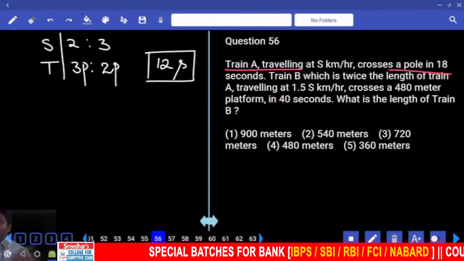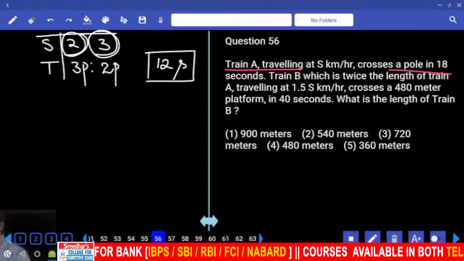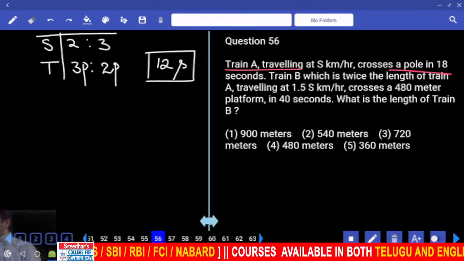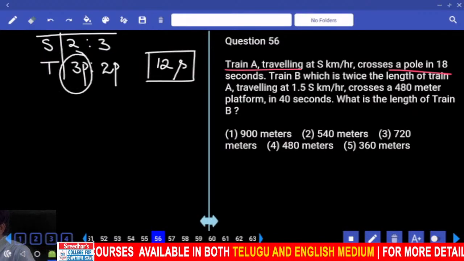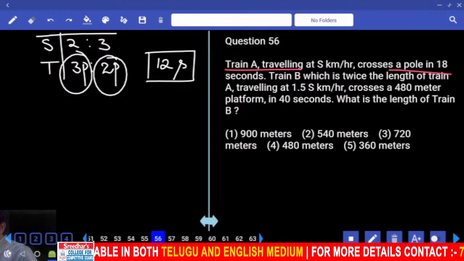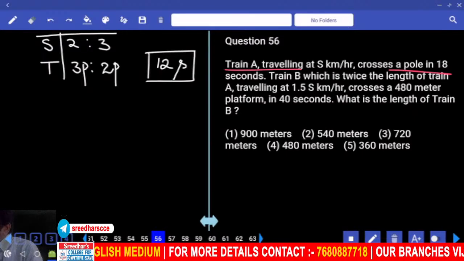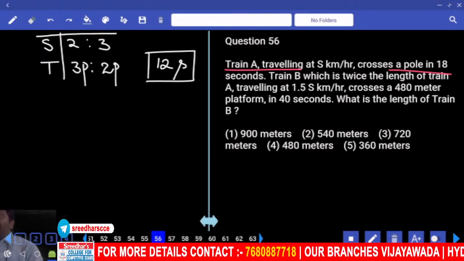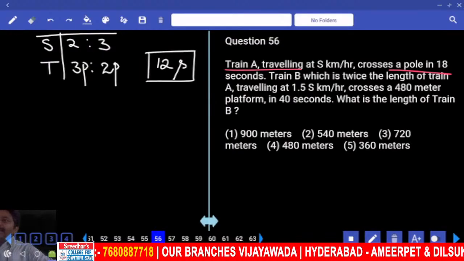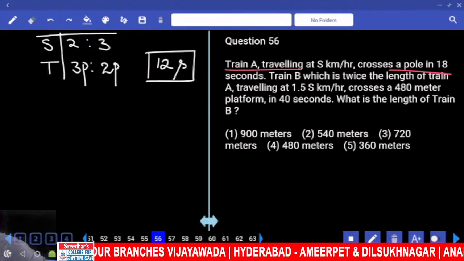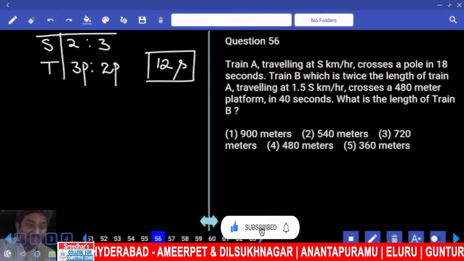What is train A speed? 2. Train B speed 3. Speed ratio 2:3, then time ratio 3:2. That means A takes 3 parts, B takes 2 parts. 3 parts is equal to 18. Then 2 parts will be 12. So if train A travels with the speed which is equal to train B, then it will take only 12 seconds to cross its length. Agreed or not?